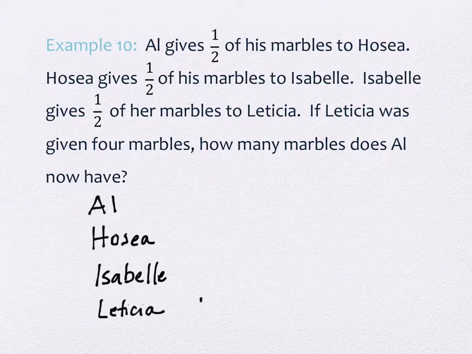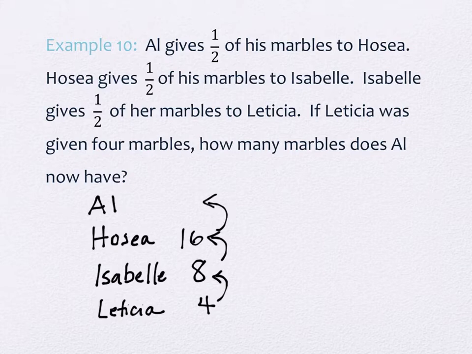So here's what we know. We know that Letitia has 4 marbles at the end of all of them moving around with the marbles, right? So if we go backwards then, how many marbles did Isabel have before she gave half of them to Letitia? She had 8. And how many did Jose have? He had 16. And how many did Al have? 32. Now, 32 is how many Al had when? Before he gave half away.